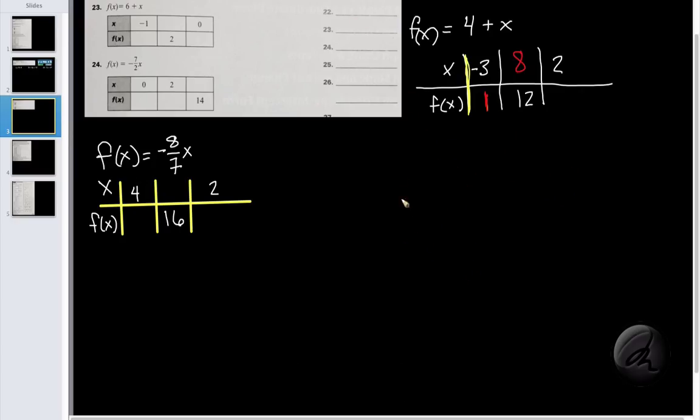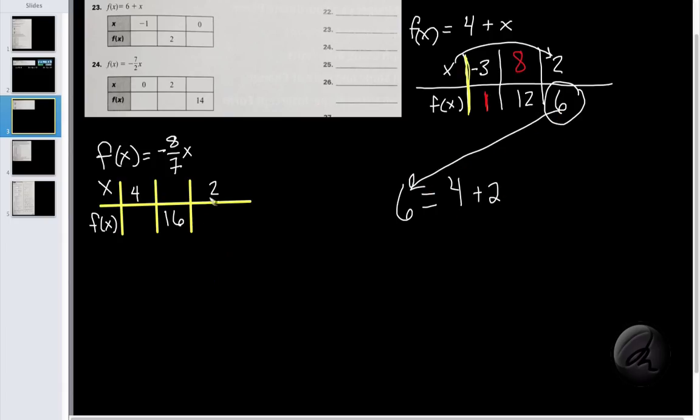Okay? All right, so let's look at the next problem now. This time my x must have a value of 2. So if my x has a value of 2, what will f of x total? So I replace my x with 2, and then do my math. 4 plus 2 is 6. So if my x equals 2, then the whole function will equal 6.